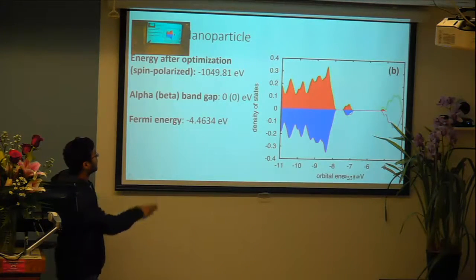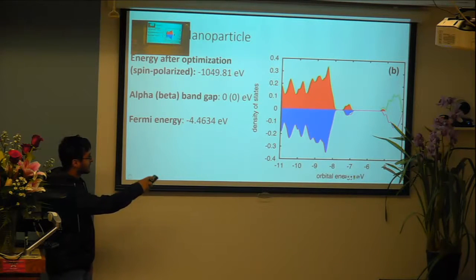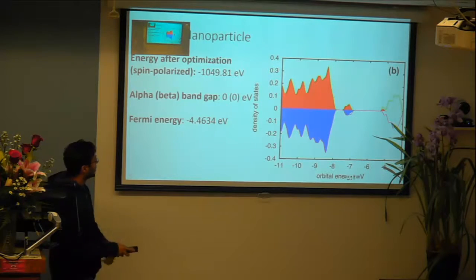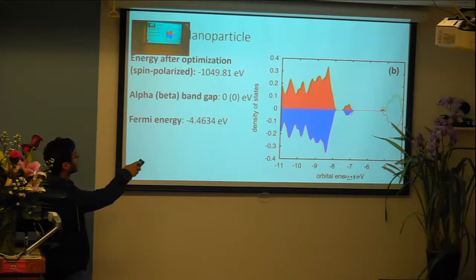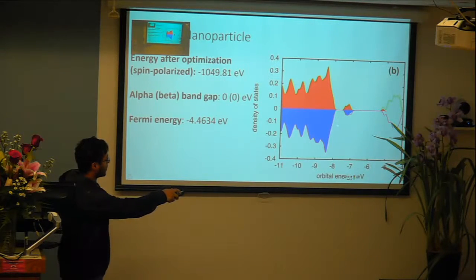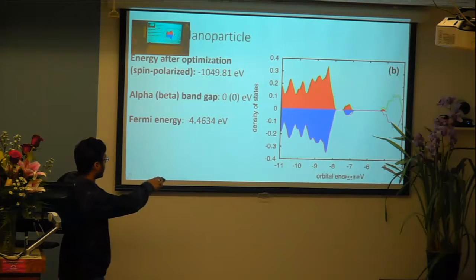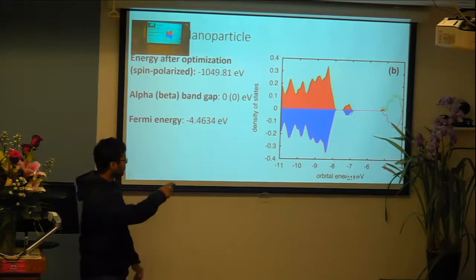Here on this slide, this is the density of states for the silver nanoparticles. So we did oxidize this model 5 times. And you can see, again, the energy after optimization, as well as alpha and beta band gaps. You can see that there are, again, electrons in the conduction band. And finally, Fermi energy as well.